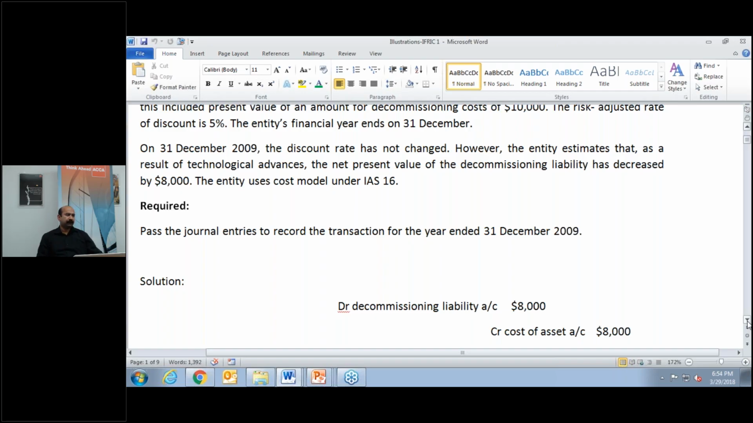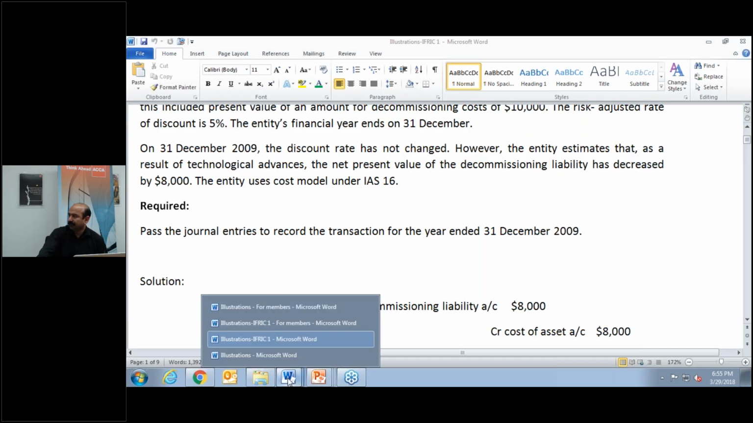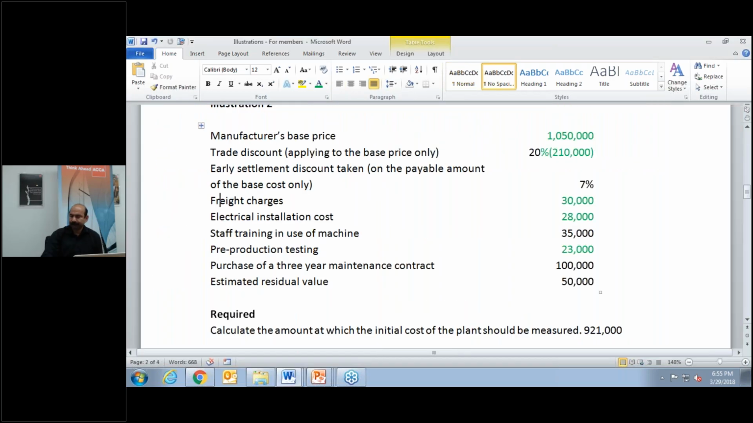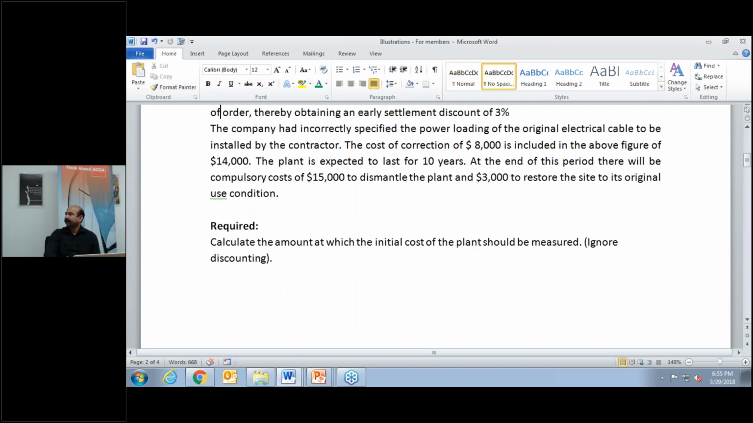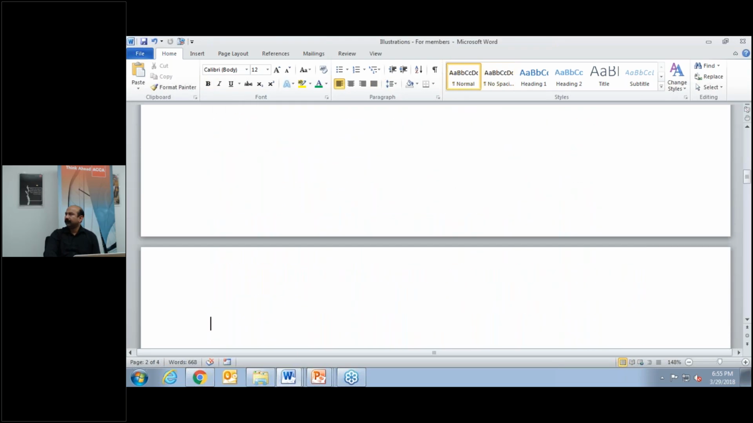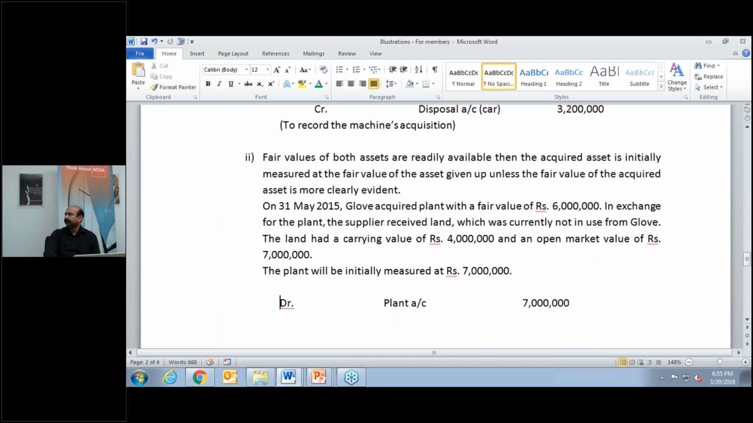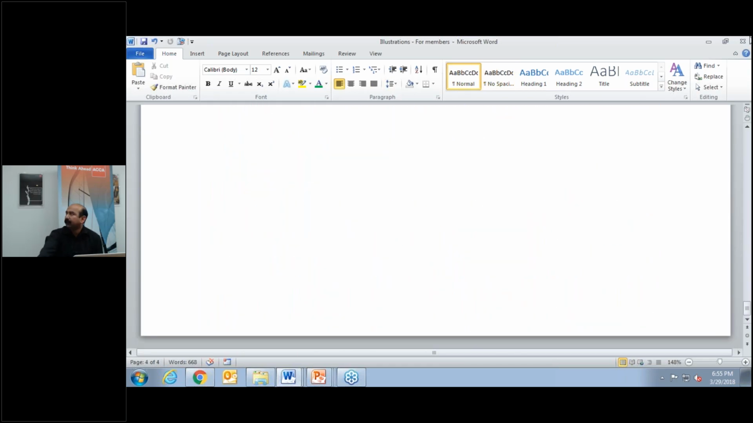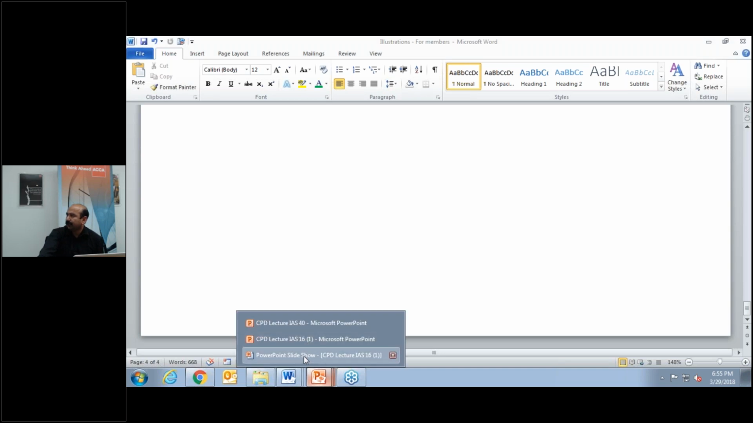Can you tell us the pattern of benefits consumed under the sum of digits method and the machine hours method specifically? Tell us the pattern of benefits consumed. I suppose I wrote it over here. How the pattern was consumed. Okay, let's go back.